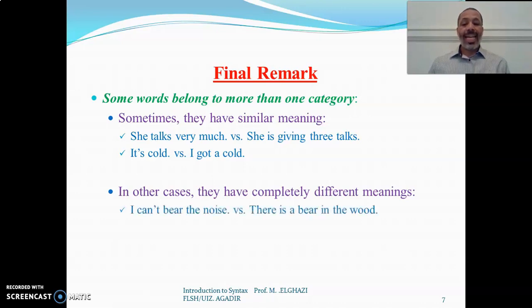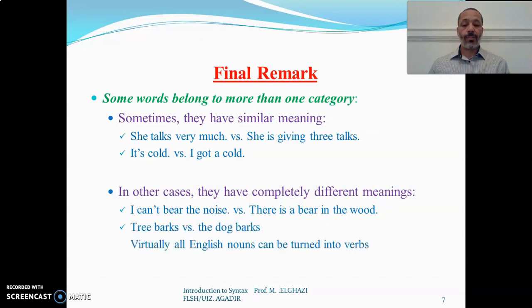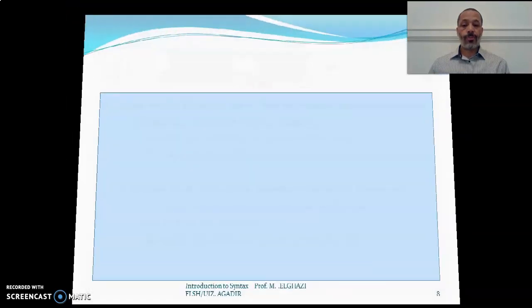In other cases, they can be classified in different categories and they have completely different meanings, like I can't bear the noise. The word bear here is a verb, and then there is a bear in the wood, which refers to an animal, which is a noun. I have also 3 barks versus the dog barks. Virtually all English nouns can be turned into verbs.